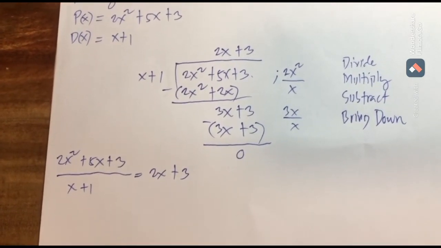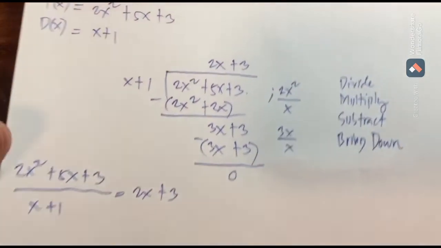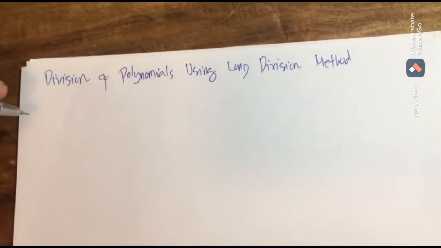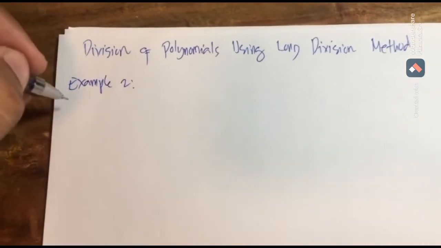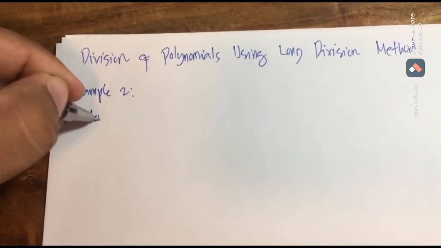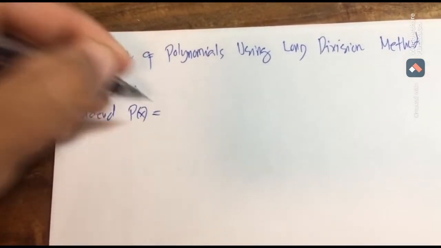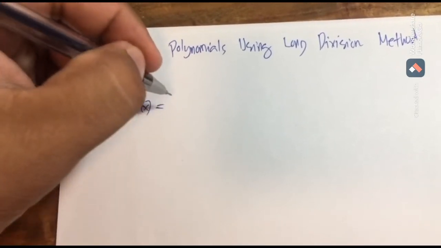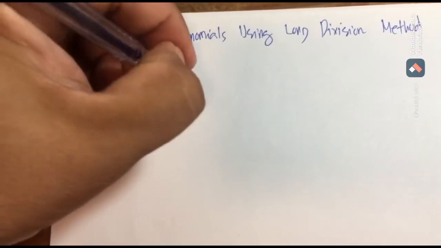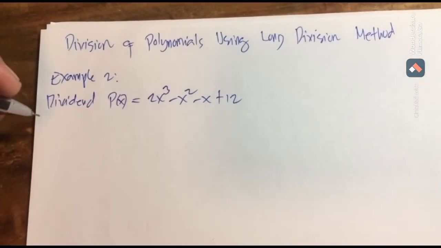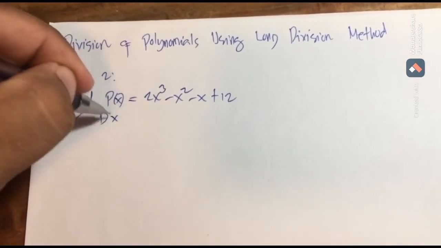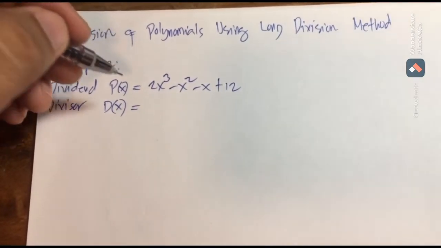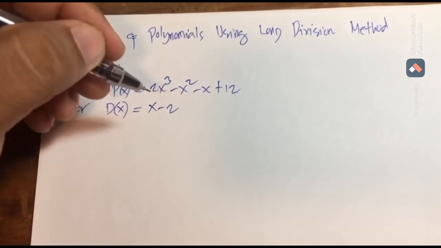Let me have a second example of dividing polynomials. Example number 2. Say my dividend is still in terms of x. P of x is, I like, 2x cubed minus x squared minus x plus 12. Then let me have my divisor, in the notation of d of x, equals, maybe a binomial, x minus 2.